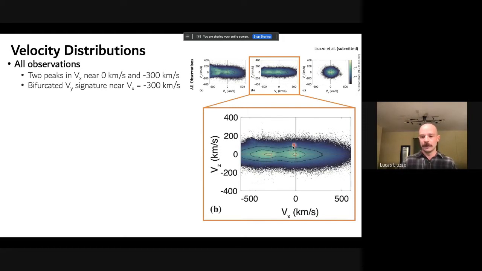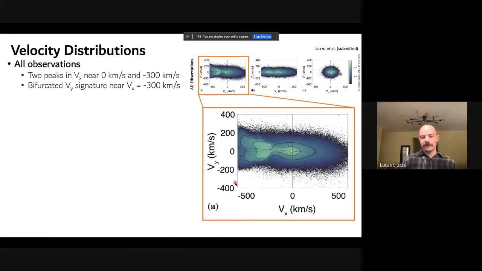2 different peaks. One of them is at really low Vx velocity, almost around 0 kilometers per second, slightly with a tailward bias. But you see a second enhancement located near 300 kilometers per second in the tailward direction. So this is flow that's traveling down tail, away from the sun, that has this secondary peak in the Vx component. If we compare to the Vy component, at this second peak near 300 kilometers per second in the tailward direction, we see that Vy forms this bifurcated, two-peak structure down tail.